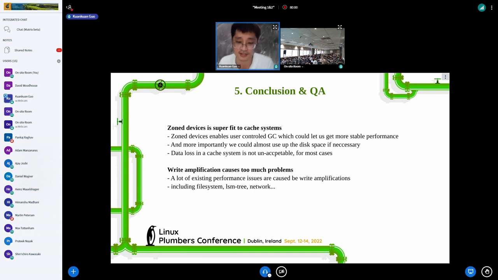And the second one is that write amplification causes too many problems, not only for write speed, but also valid user throughput cannot exceed our expectations. So that's basically the conclusion. Okay, I think my time is up, and that's everything. Thank you.